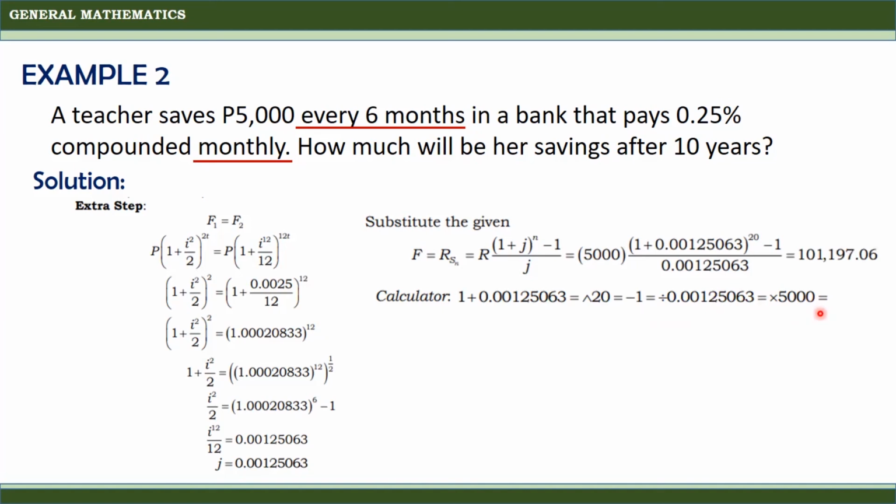It will give us the answer 101,197.06. Therefore, the savings of the teacher will be 101,197.06 pesos after 10 years.